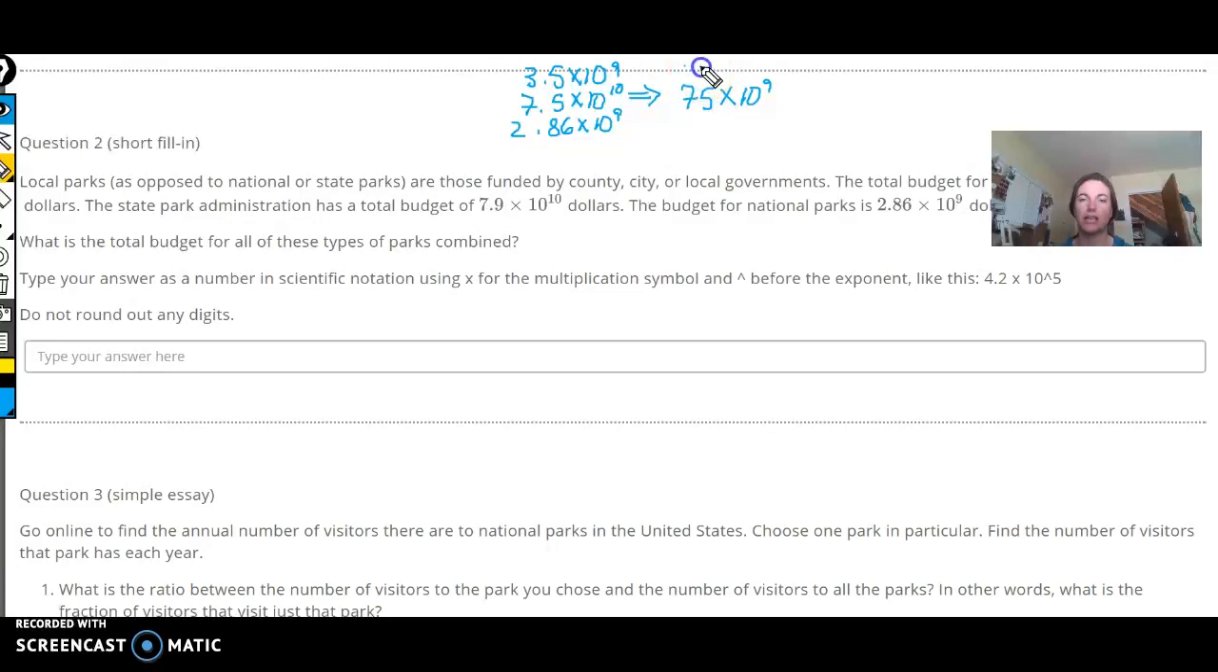So we've still got a 3.5. We got to make sure we've got our digits lined up correctly. Let me write that in a different place, actually. So let's line up our digits, give ourselves plenty of room. So 3.5 times 10 to the ninth, 75 times 10 to the ninth, and 2.86 times 10 to the ninth. Okay. Now we can add these all up.